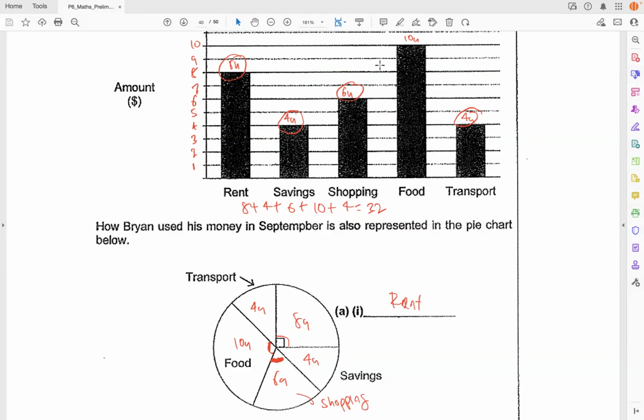Because you can see that this is a quadrant, it's 90 degrees, it's surely more than this because this angle is less than 90 degrees. So therefore, if I look at the bar chart, rent is more than shopping. So rent has to be here. Then this has to be shopping, okay? Any question? If not, we'll go on to the next page.